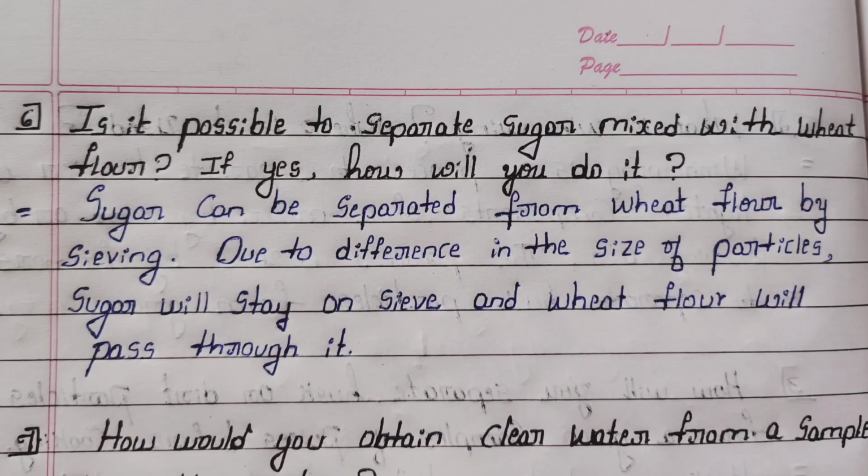Sixth one, is it possible to separate sugar mixed with wheat flour? If yes, how will you do it? Answer, sugar can be separated from wheat flour by sieving. Due to differences in the size of particles, sugar will stay on the sieve and wheat flour will pass through it.